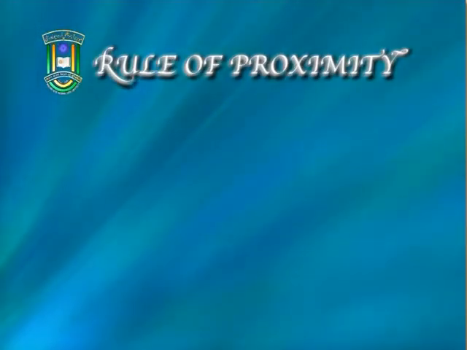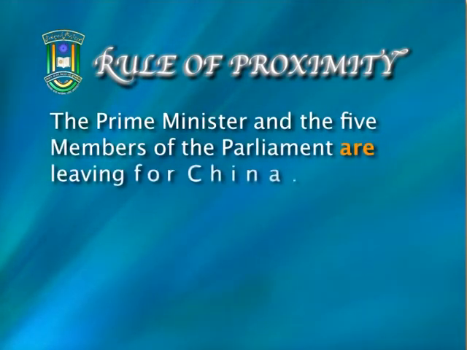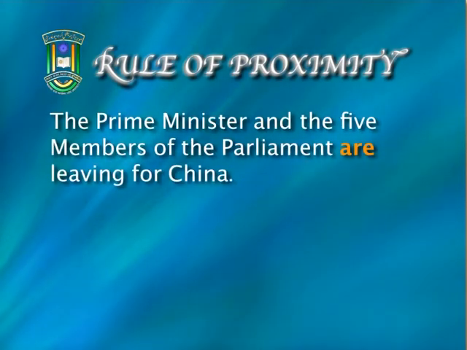Now, if you think the whole concept of grammatical concord is familiar to you and you're confident enough to use grammatical concord correctly, I think it is time we move on to the next form, that is the rule of proximity. Let us look at some examples. The Prime Minister and five members of the Parliament are leaving for China.